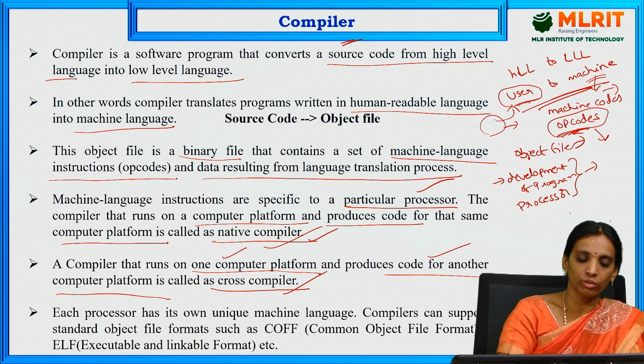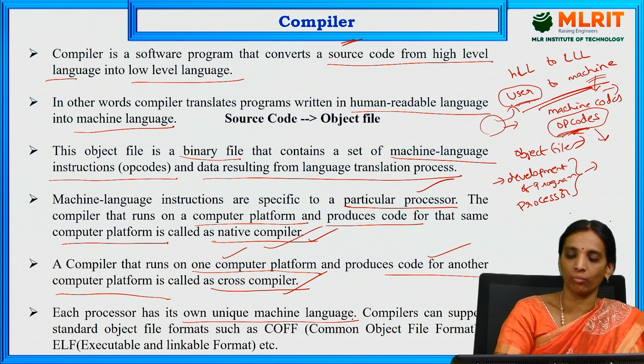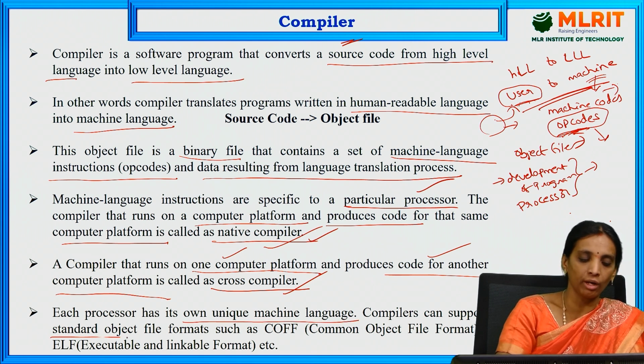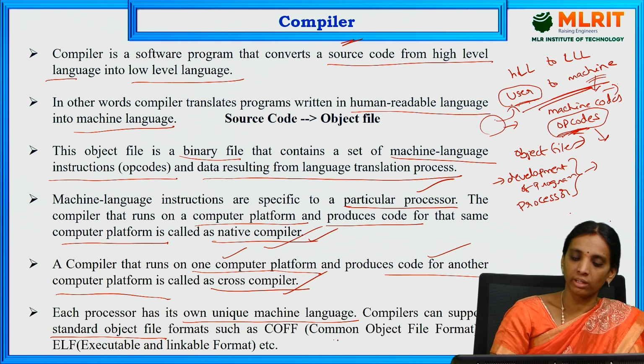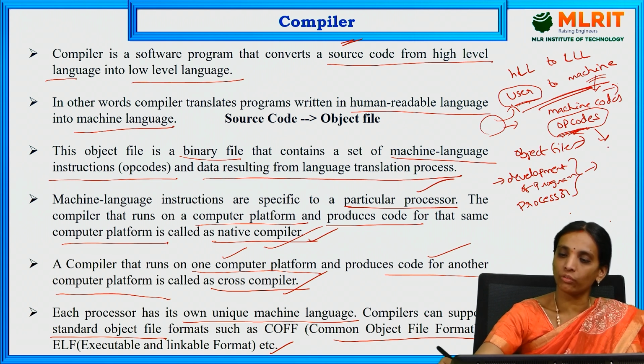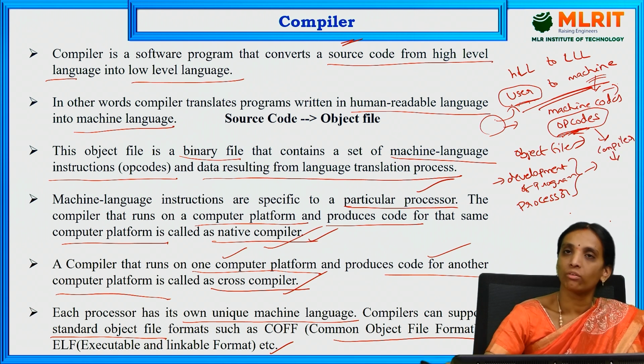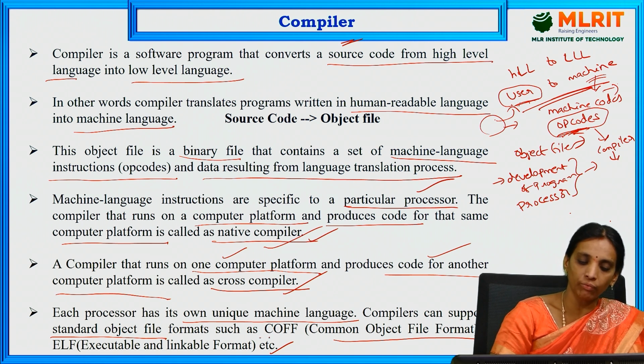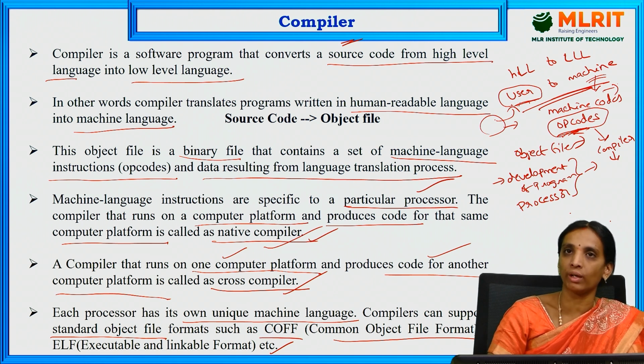So each processor has its own unique machine language. So it can support standard object file formats such as common object file format or executable and linkable format. Depending on the processor, each processor will have the support for a compiler. So the processor which is using that compiler will follow the same file format, such as common object file format or executable and linkable format.